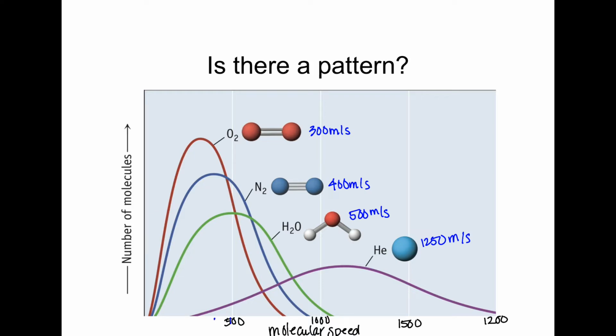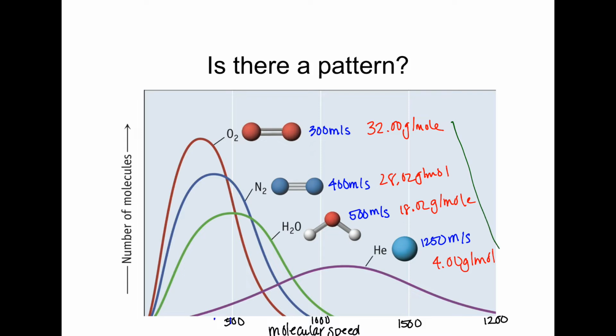Now these molecules aren't that different in size. I guess helium is quite a bit smaller than oxygen gas, but oxygen isn't huge compared to helium as far as space goes. But what the big difference is their molar masses. Oxygen is 32 grams per mole. Nitrogen's about 28 grams per mole. Water is 18 grams per mole. And helium is 4 grams per mole. So what we're seeing is that as the molar mass goes down, the speeds are going up.